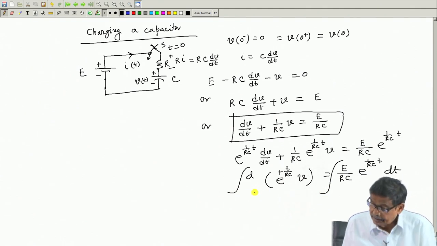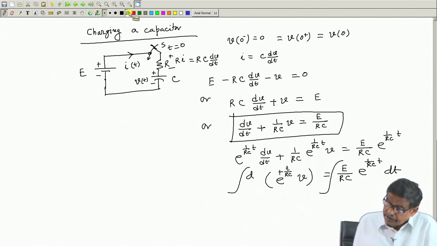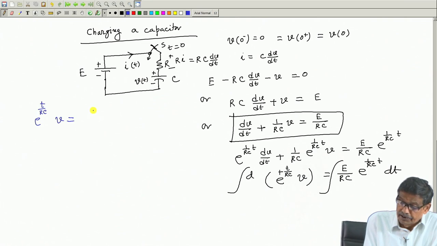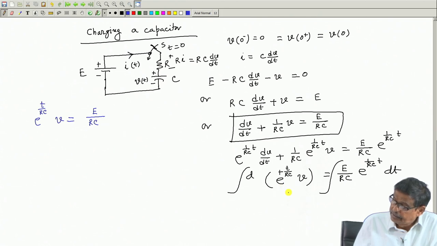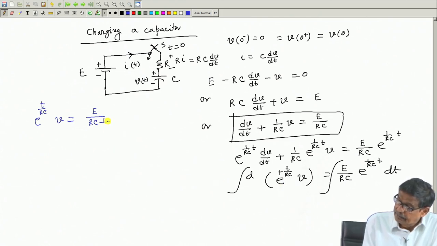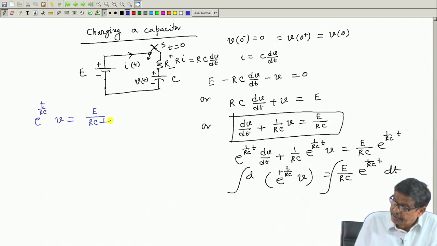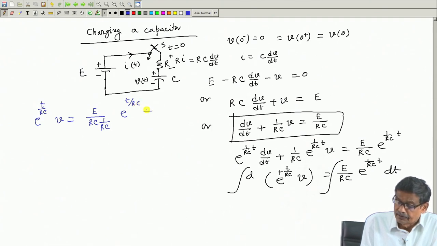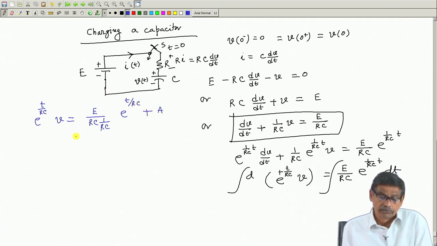so that the integration will become, on the left hand side, e to the power t by RC into V, is equal to, on the right hand side, E over RC is constant, and the integral of e to the power mx is e to the power mx by m. So, 1 over RC into e to the power t by RC, plus a constant of integration. This is how this will be.